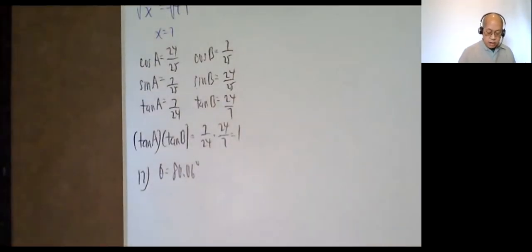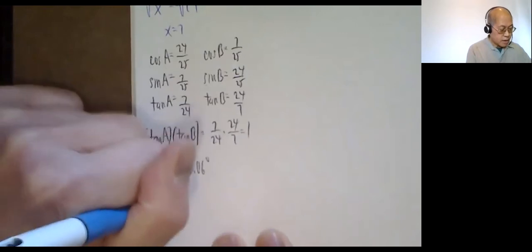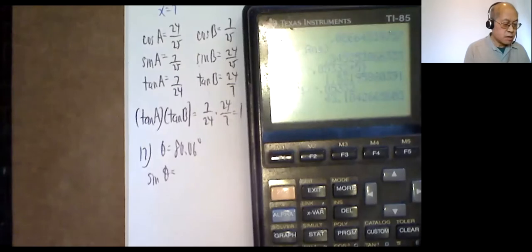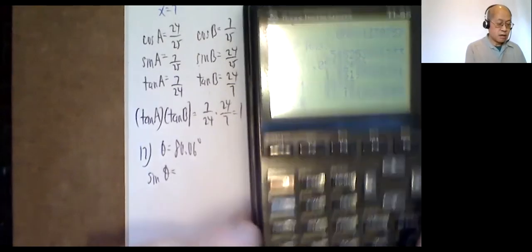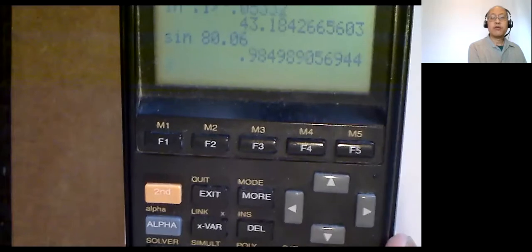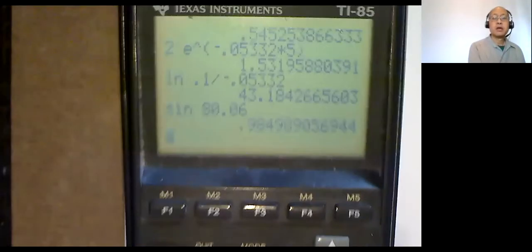All right, so they just want sine, cosine, and tangent of these things. So sine of theta, sine of 80.06. Just punch sine, oops, sorry, 80.06 on your calculator. 0.9849, and they say round to 3 decimal places, so that would be 0.985.